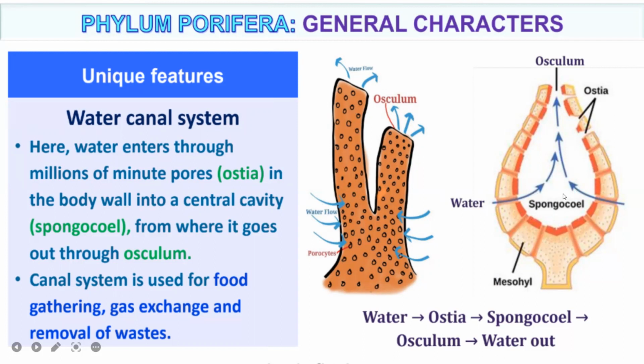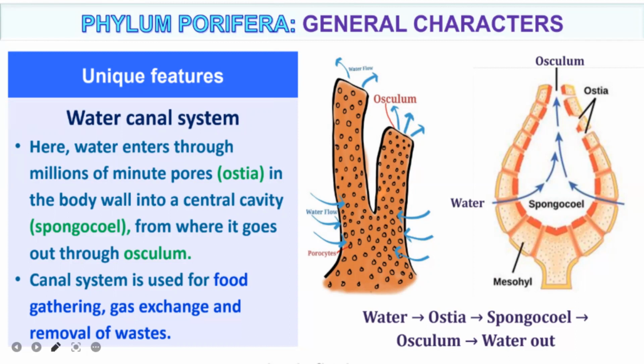So water enters through the central cavity and goes out through the osculum. This is the osculum; water will go out. Through this water comes in, through this water goes out. Whatever nutrient is there in the water will be absorbed. When it moves through this, it comes out, so the water is just like filtered. All the nutrient is absorbed and the filtered water goes out.